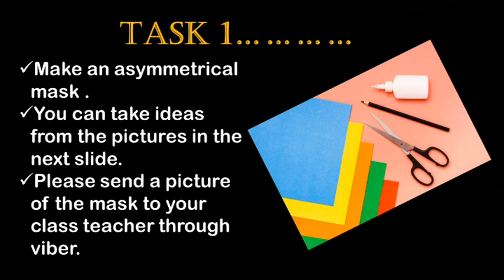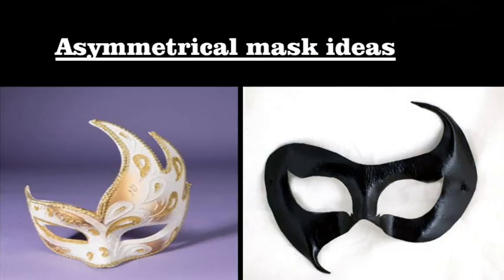The first task is you have to make an asymmetrical mask. As I have told in the success criteria also, you have to make an asymmetrical mask. And I will be showing some pictures of asymmetrical masks in the next slide. And please send a picture of the mask to your class teacher. Here are some examples of asymmetrical masks.